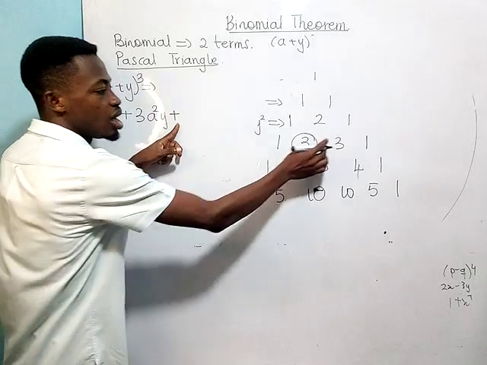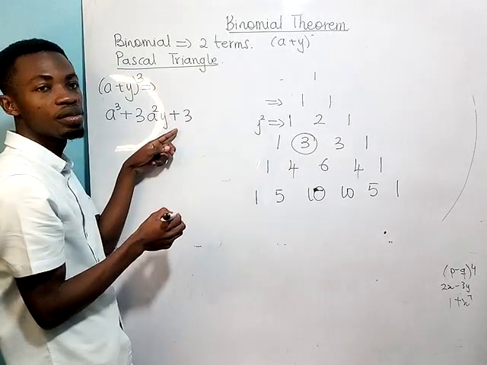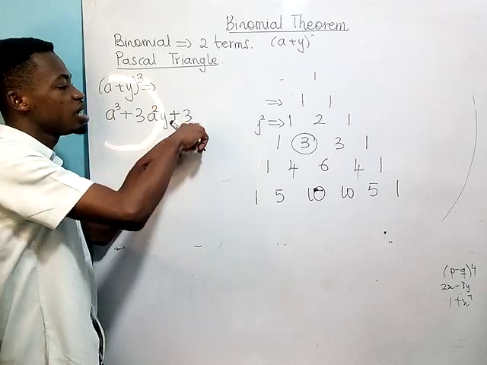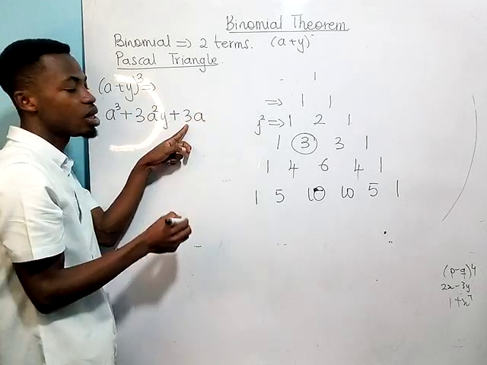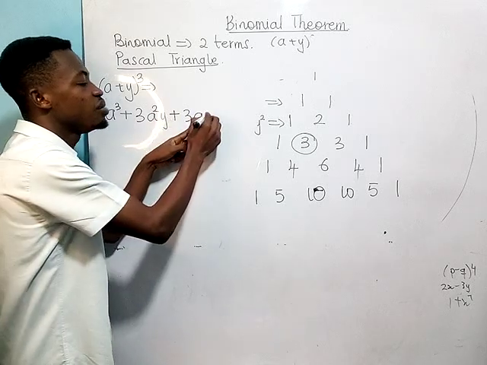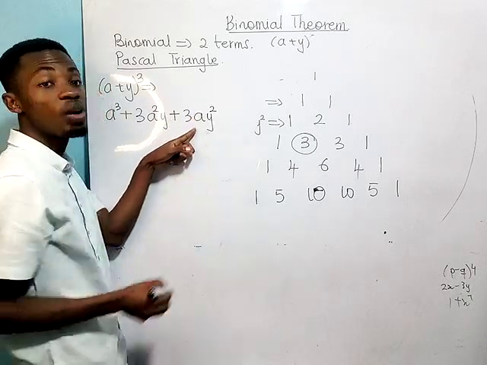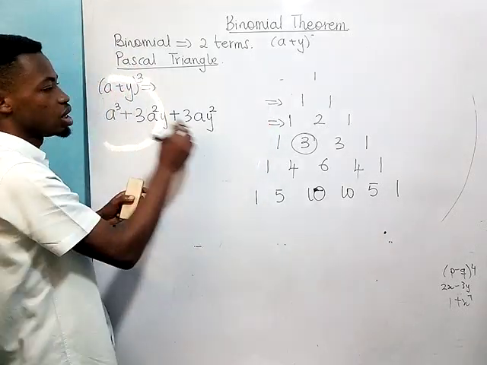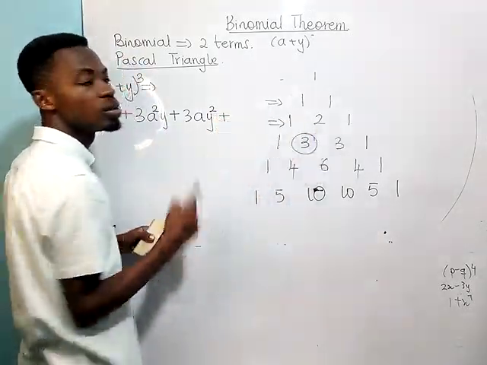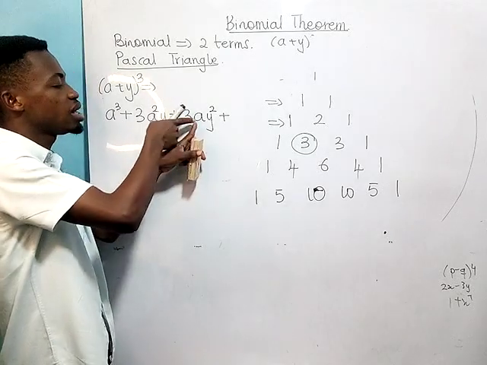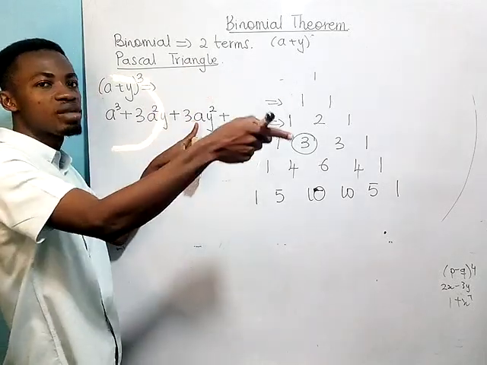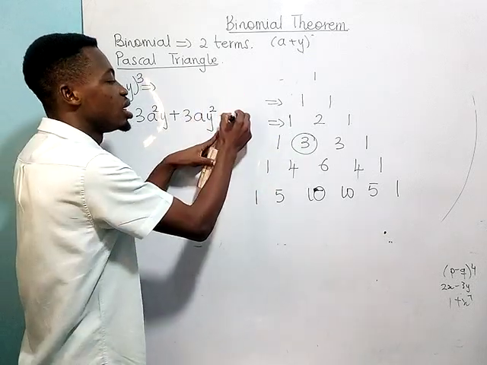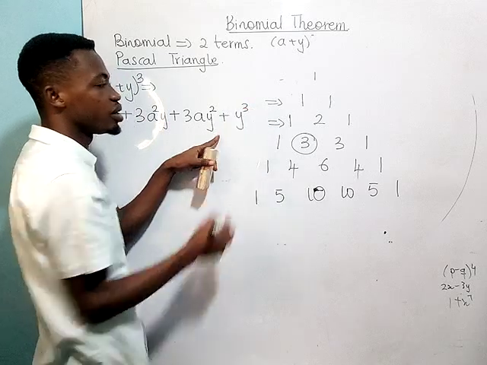Plus, our next coefficient is 3. Here it becomes a to the power 1, and y becomes to the power 2. Then, the next coefficient is 1, which we can ignore. But here, a to the power 1 becomes a to the power 0, so we take it out. But y increases, and we have y to the power 3.